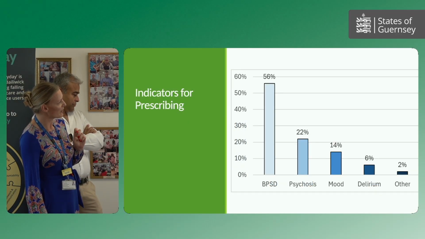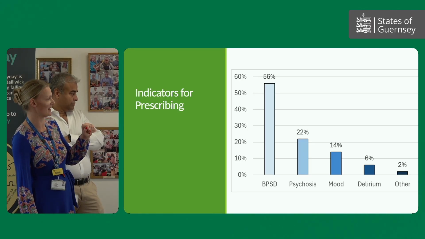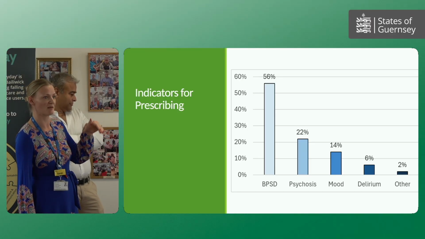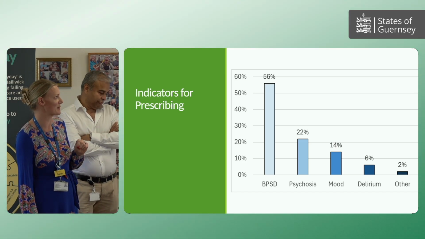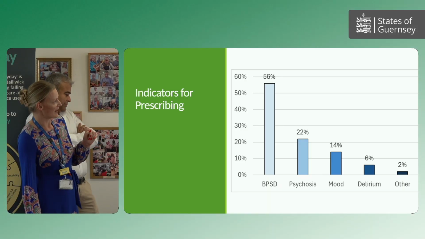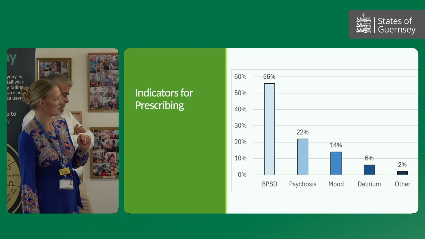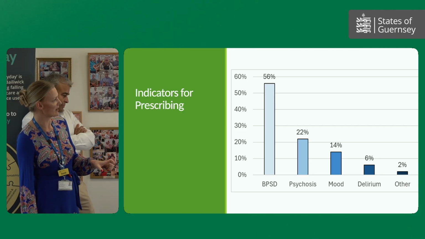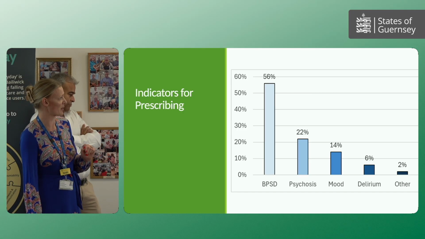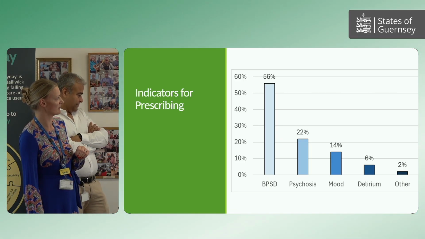These are the rationale for prescribing. Sorry for those of you that don't know what that little acronym means. That means the behavioural and psychological symptoms of dementia. Again, highest rate of the people that we were seeing. Don't think that that's that surprising. And then the other functional illnesses that we also see: psychosis, mood, delirium, and then other, which I think was anxiety disorders, if I remember correctly. So as an adjunct to antidepressant.